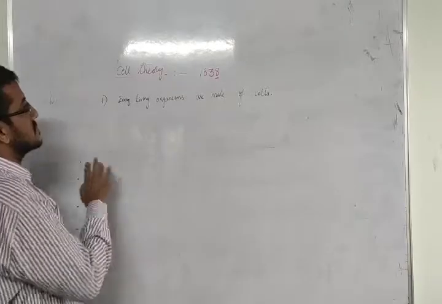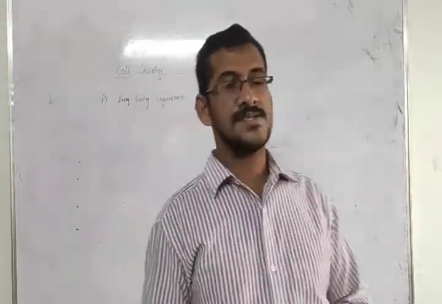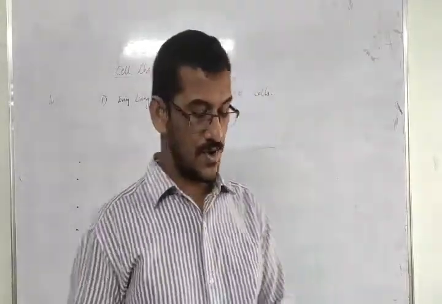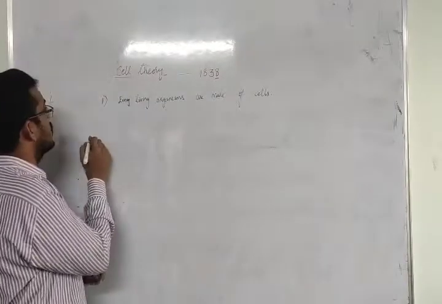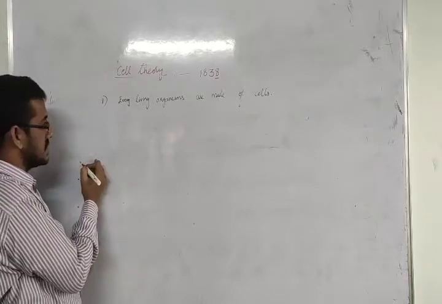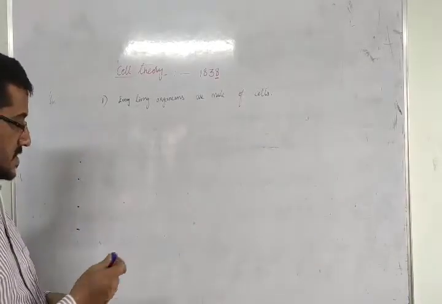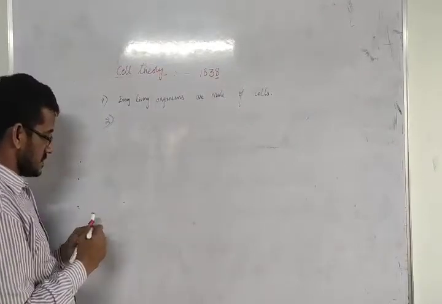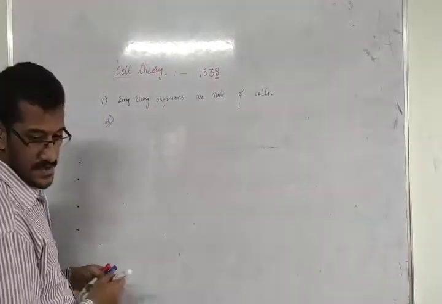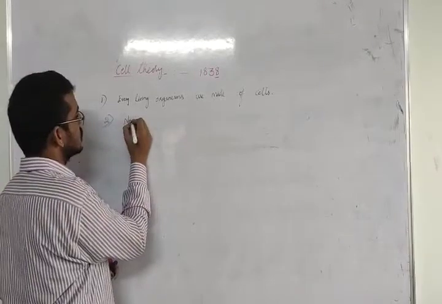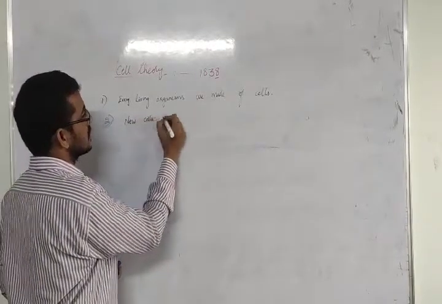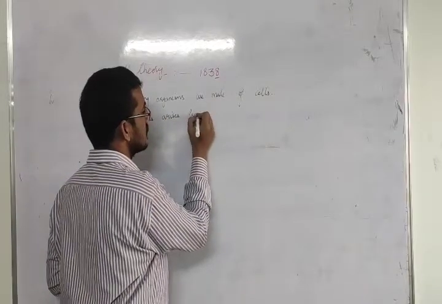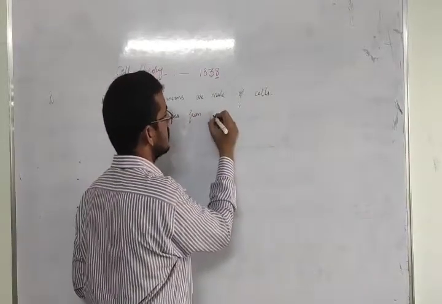After they said this, a scientist called Rudolf Virchow added one more point to cell theory. What did he say? He said that new cells arise from pre-existing cells. He said new cells arise or come from old cells, meaning already existing cells.